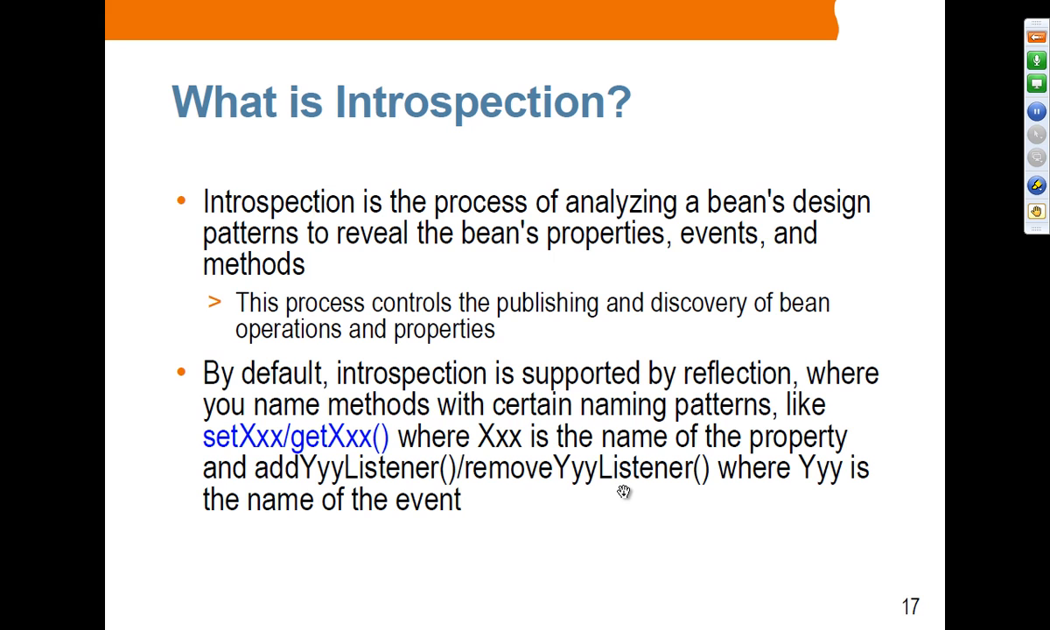Also, it could find out whether there are event-related things present on the bean by looking at whether there is an event listener add or remove listener method like this. Then it knows that this particular YYY is the name of the event. I'm going to explain this event handling later on, since we're going to spend quite a bit of time on that. So for now, let's focus on just the getter and setter methods.